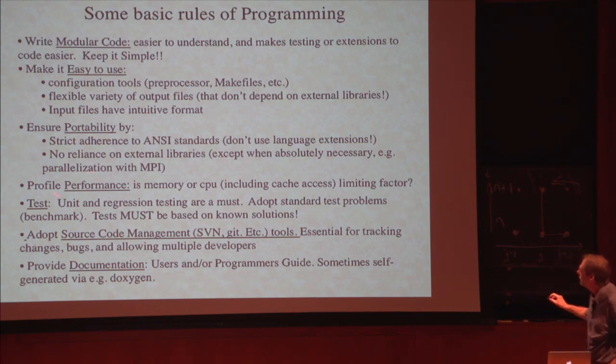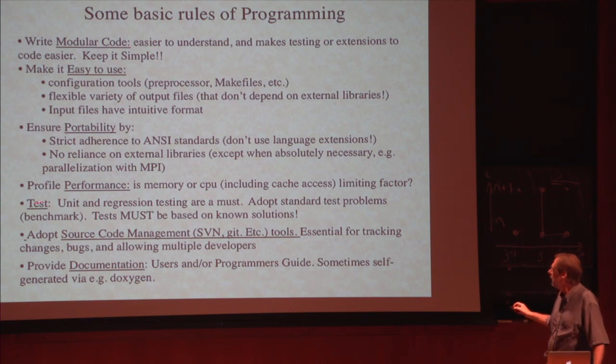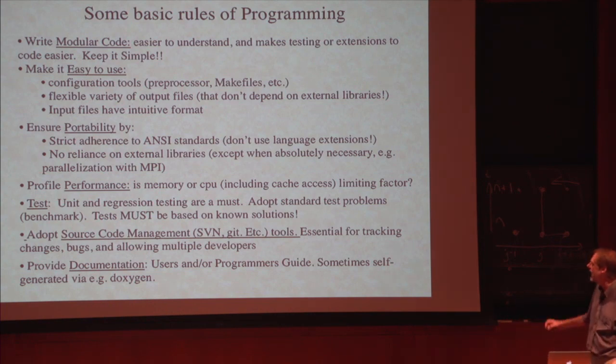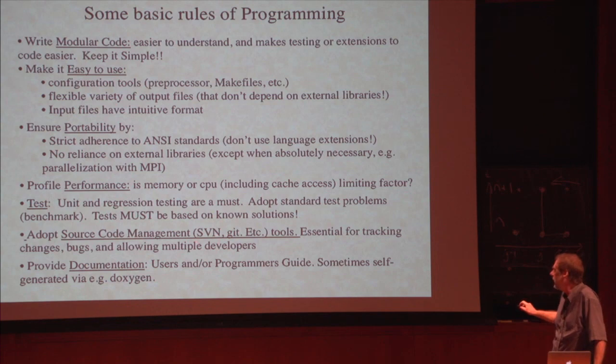Performance is important. So figure out whether or not it's the memory or the floating point operations. Is it vectorization that's limiting it? You've got to profile your code. You've got to not just guess its performance, profile it. And unit testing, regression testing, absolute must nowadays. Tests must be known solutions. You have to be using SVN or Git if you're going to be writing a big code. It's absolutely essential for finding bugs, tracking changes, allowing multiple developers.